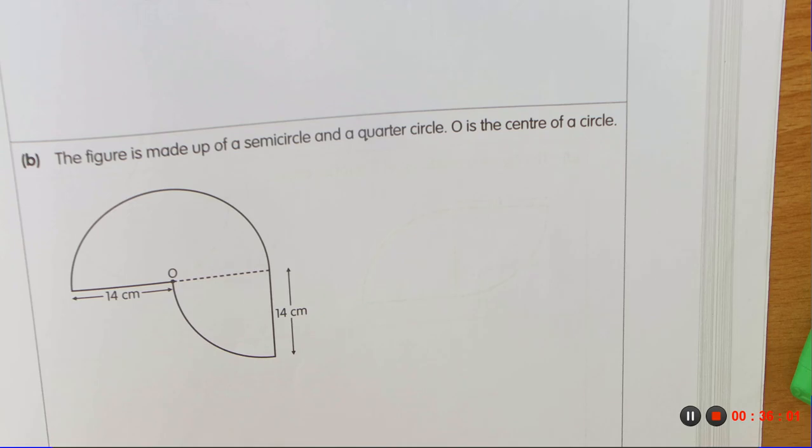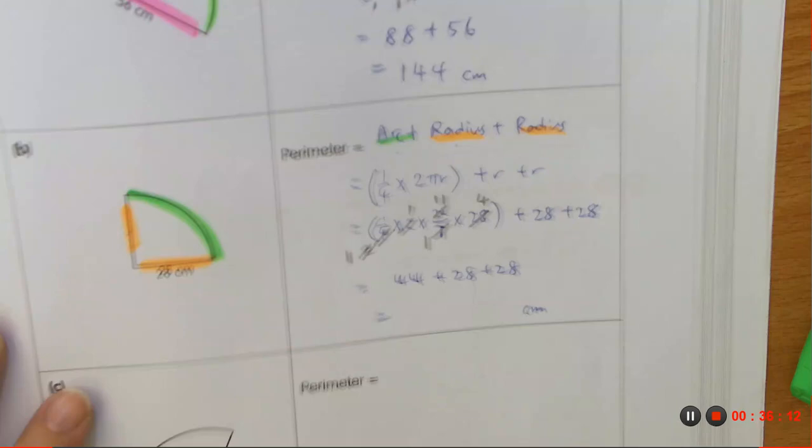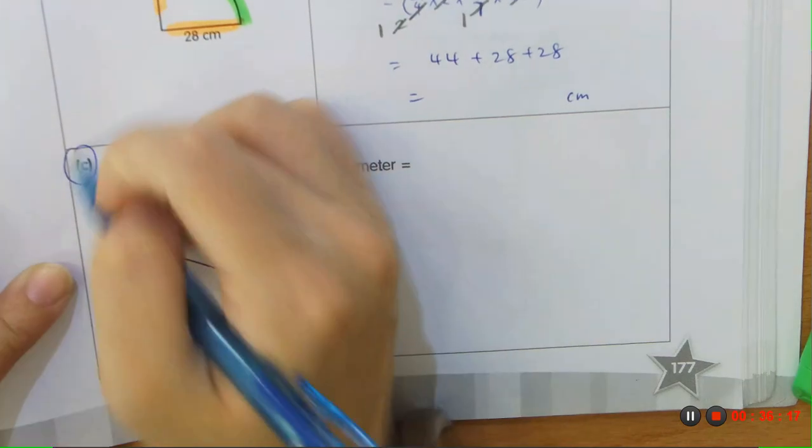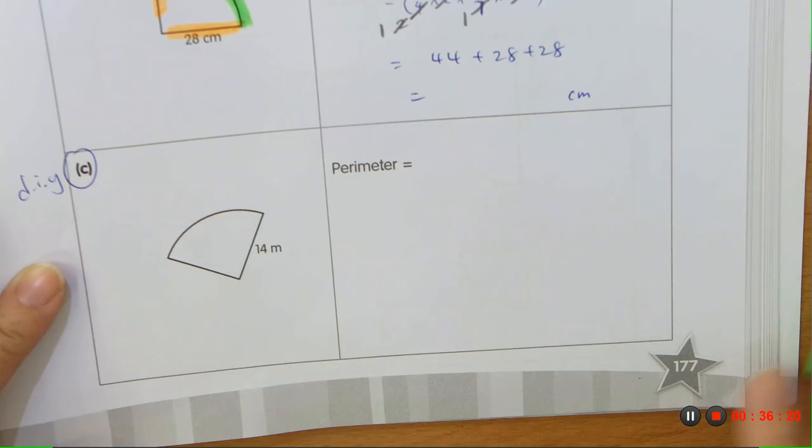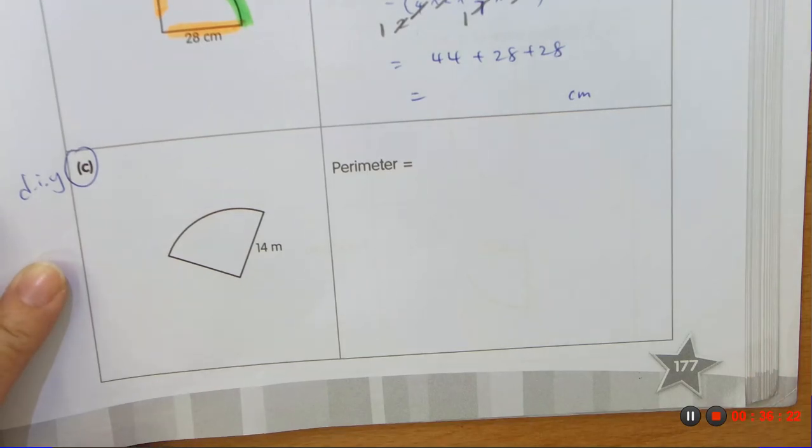I would very much wish that you would try page 178 on your own. On page 177, can you finish the last question by yourself as well? Question C, please do it by yourself, give yourself a try. If you're not sure how to do, just refer to the textbook. So many examples in there.